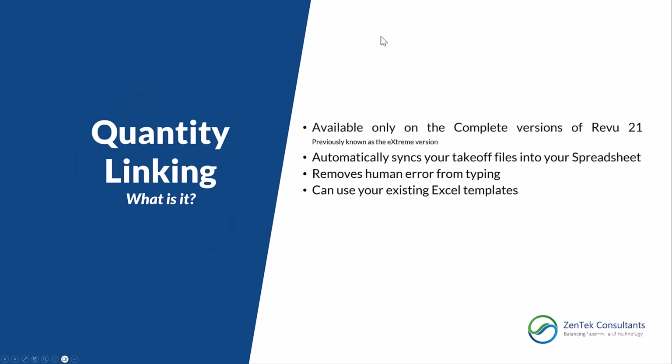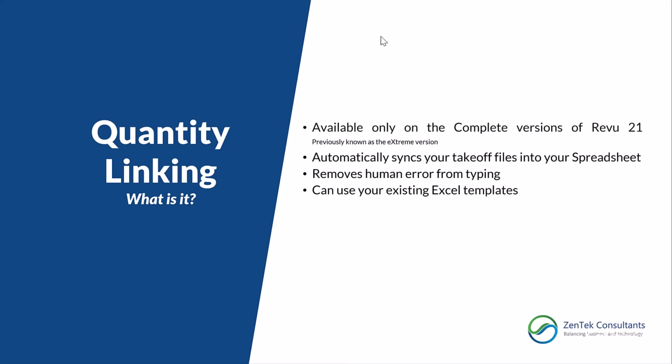So what is quantity linking within Bluebeam? First off, it's only available within the complete versions of Revu 21. If you have the older versions, also known as the Extreme version, that will work for you as well. What it allows you to do is automatically sync your takeoffs from your PDF files, your drawings, and automatically put those values, those measurements, into your spreadsheet.